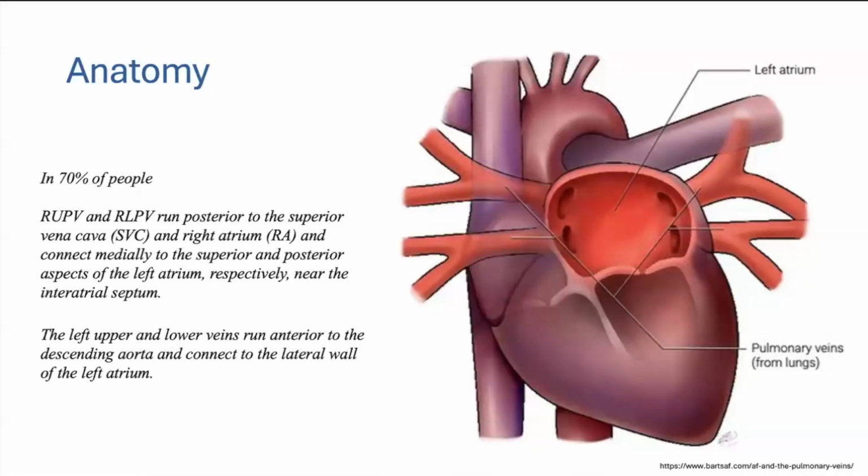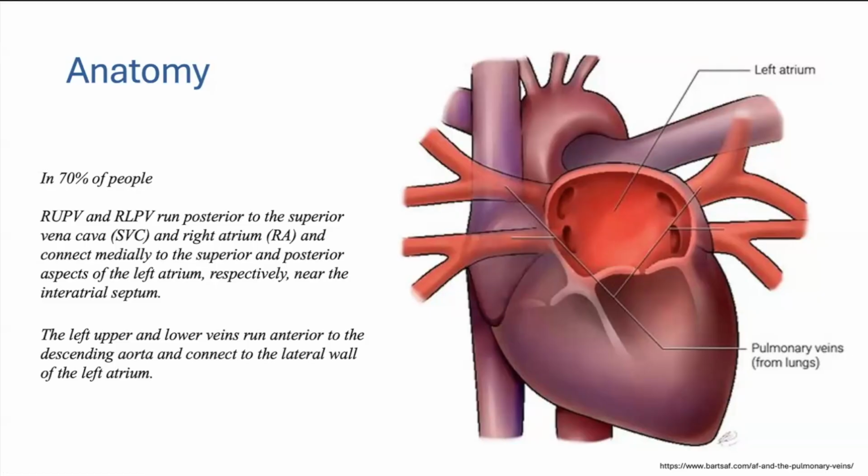Okay, so first thing, anatomy. Whenever somebody says pulmonary veins, this is the picture that comes to my mind. So you have 4 pulmonary veins, and this is accurate for about 70% of people. So you have right upper pulmonary vein on this side, right lower, left upper, and left lower. The ones on the right side, as you can see, run behind the SVC and behind the right atrium. The ones on the left side run in front of the descending aorta.